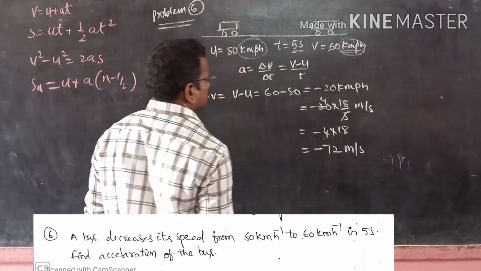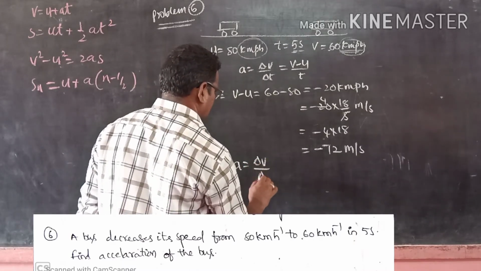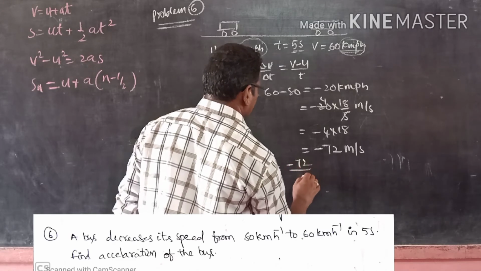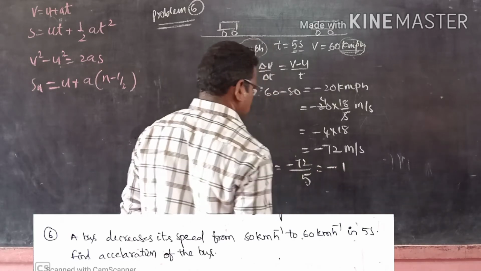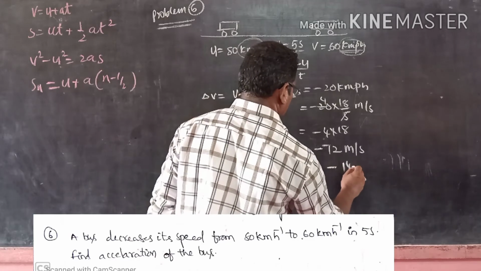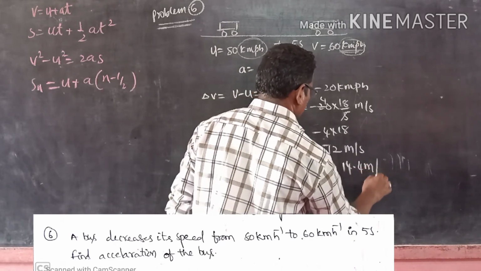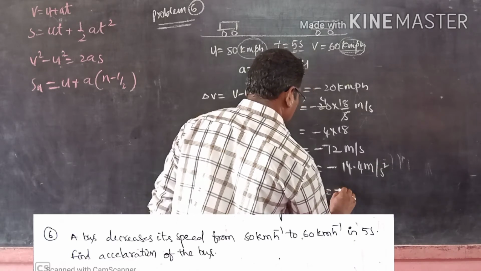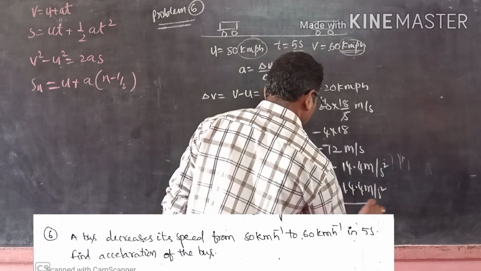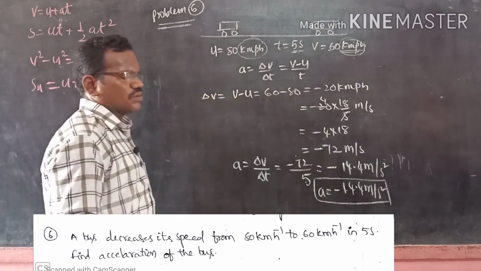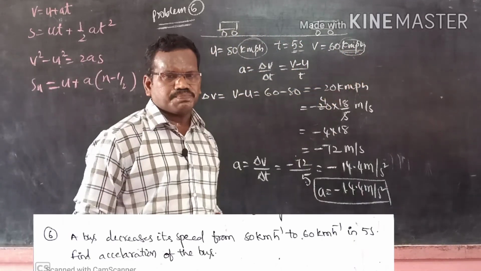What does this minus indicate? The speed of the vehicle is gradually decreasing. Then A is equal to delta V by delta t. Minus 72 by 5. Minus does not change. Here 5 ones 5, 5 fours are 20, point becomes 20. Again 5 fours are 20. Meter per second square. So A is equal to minus 14.4 meter per second square. Where acceleration is negative, means the body or the bus is slowly decreasing in its velocity.